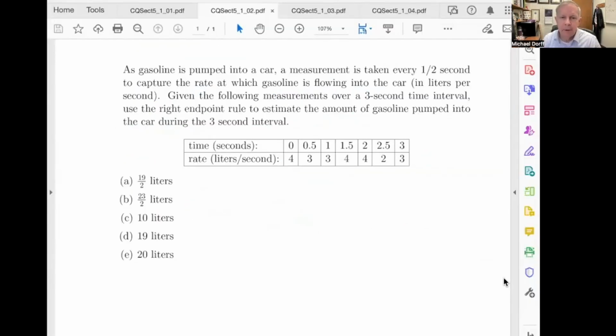In this example, my function is not given as a graph, but as a table. It says, as gasoline is pumped into a car, a measurement is taken every half second to capture the rate at which the gasoline is flowing into the car. Given the following measurements over a 3-second time interval, use the right endpoint rule to estimate the amount of gasoline pumped into the car during the 3-second interval.